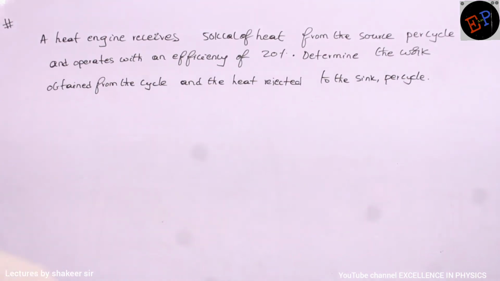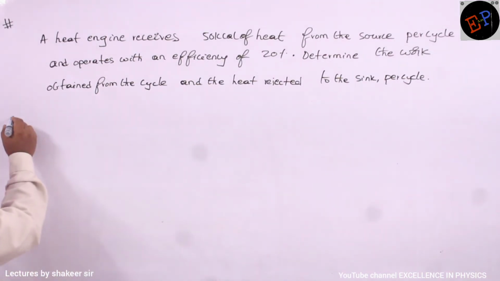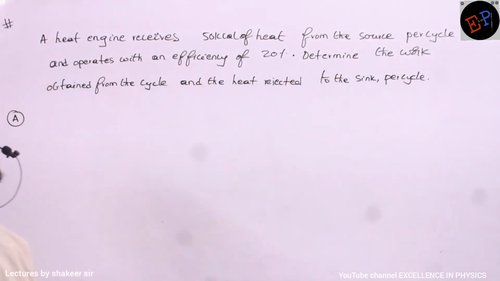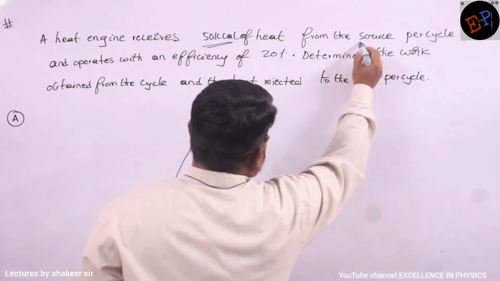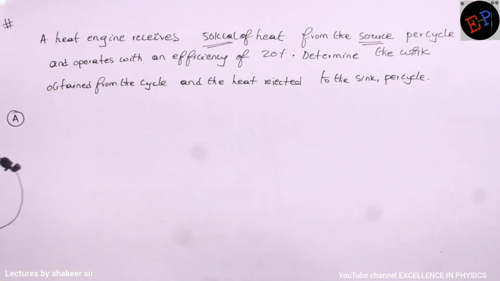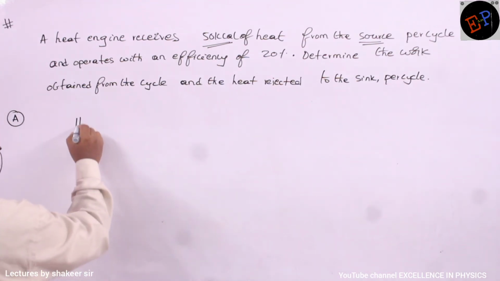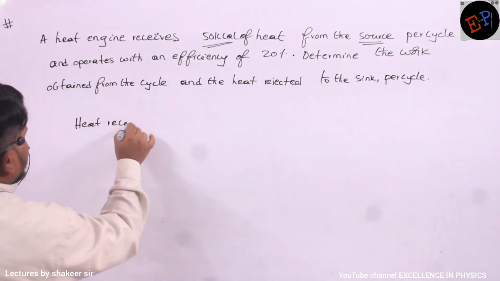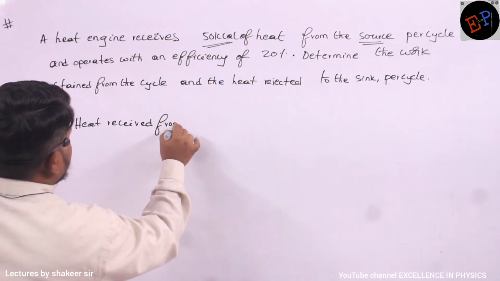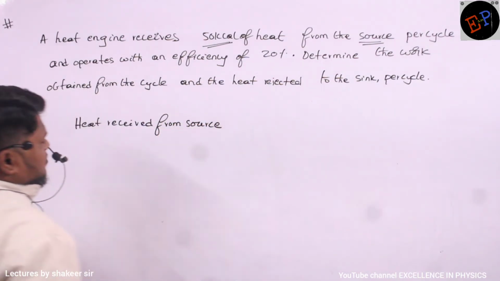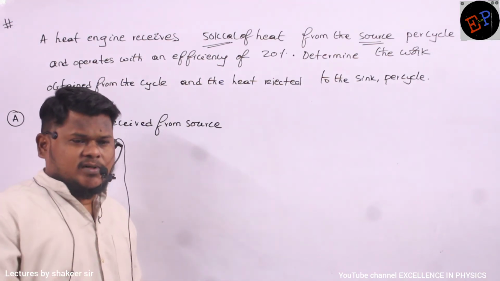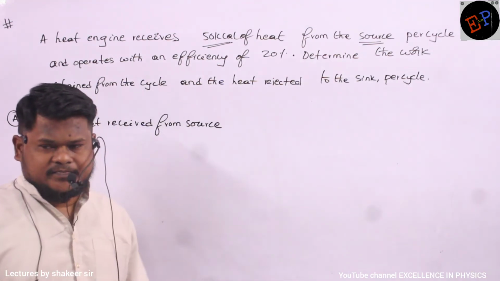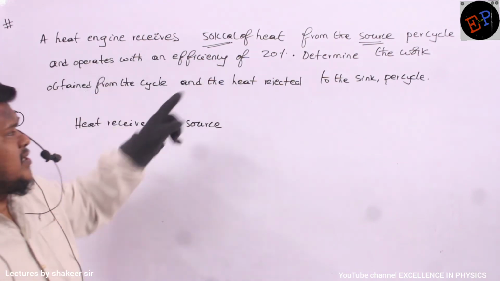Now see. A heat engine receives 50 kilocalories of heat from the source. That is the data which is given. So it is receiving 50 kilocalories from the source. First of all, you have to identify which one is Q1 and which one is Q2. Here, is it giving Q1 or Q2? That has to be identified first. So it is receiving 50 kilocalories, which means what?